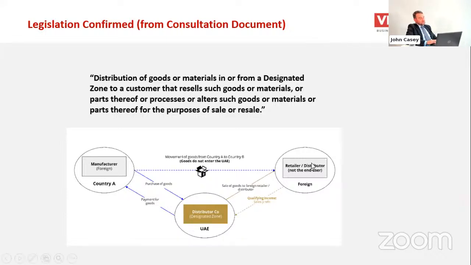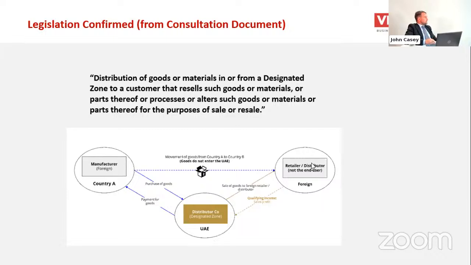Designated zones are different to free zones, they're called designated free zones. Designated free zones are normally ports or the airport, but a lot of free zones actually now have designated areas or designated zone areas in them. So Raquez, for example, has a designated zone within there with offices.